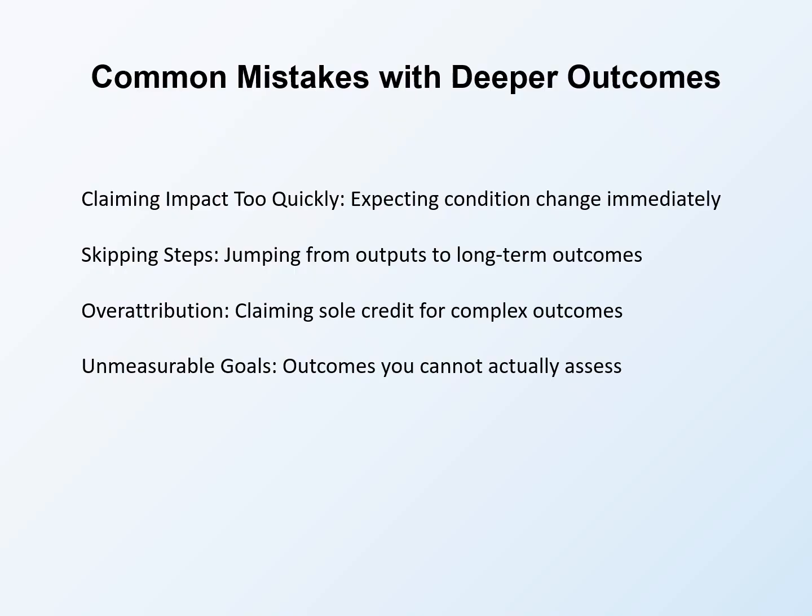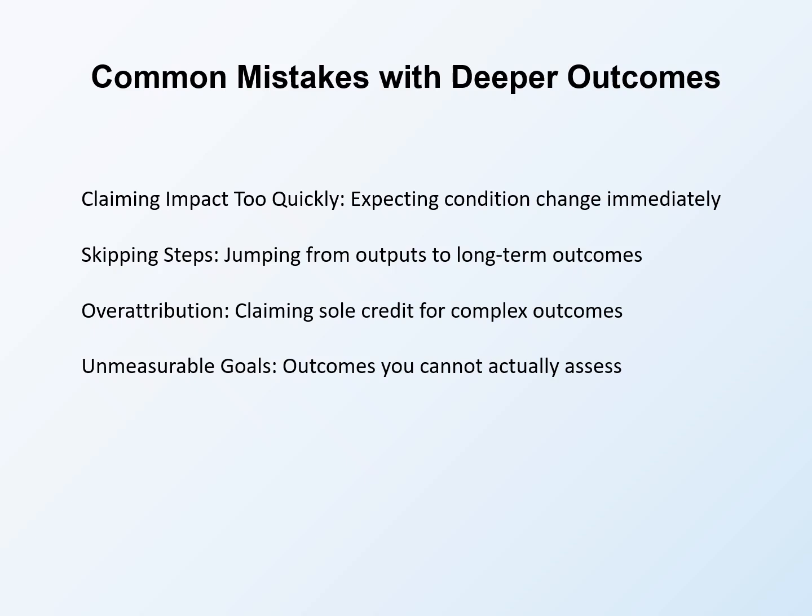Several mistakes commonly undermine deeper outcome claims. Claiming impact too quickly expects condition change immediately after program participation. Conditions take time to change. Expecting immediate improvement is unrealistic. Skipping steps jumps from outputs to long-term outcomes without intermediate steps. If your logic model shows training sessions leading directly to employment without intervening behavior changes, the logic is incomplete. How does attendance lead to employment?